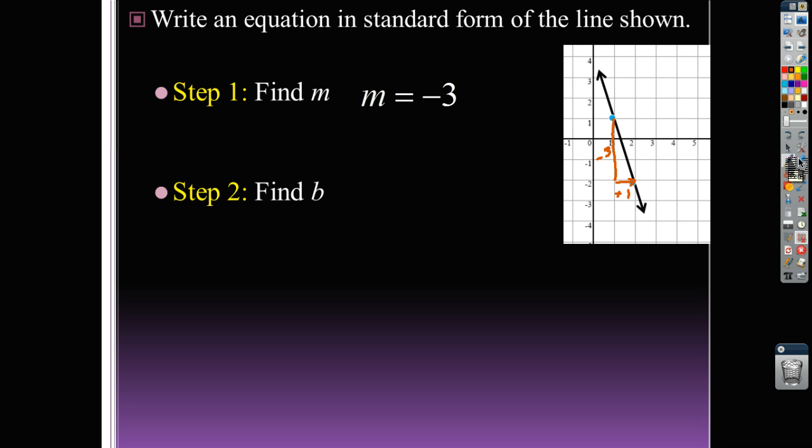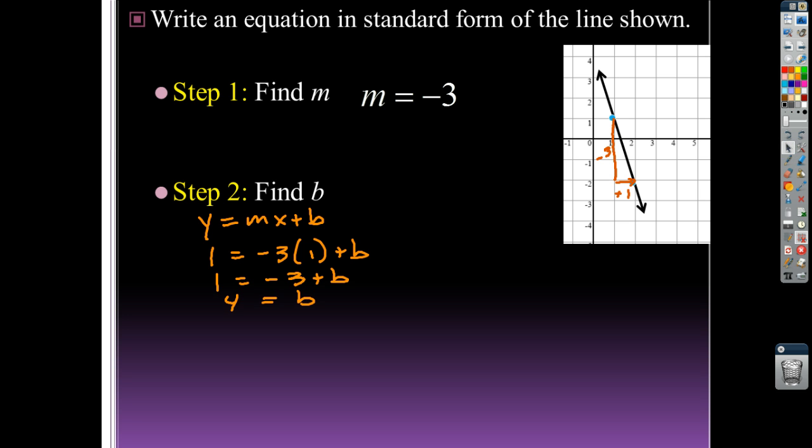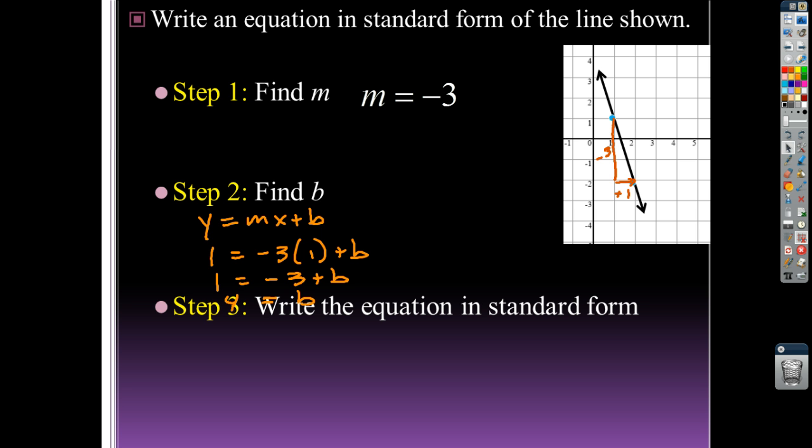I know one of my points is 1 comma 1. I'm not sure you can see that very well, so let's do y equals mx plus b. So 1 is equal to negative 3 times 1 plus b. That's going to be 1 is equal to negative 3 plus b, so b is going to be equal to 4.